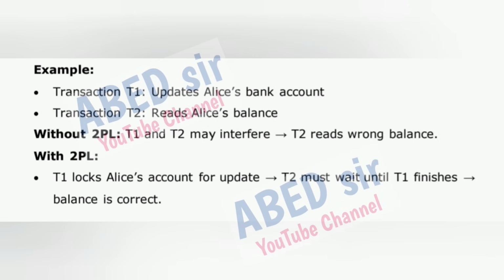Example. Transaction T1 updates Elise's bank account. Transaction T2 reads Elise's balance. Without 2PL, T1 and T2 may interfere. T2 reads wrong balance. With 2PL, T1 locks Elise's account for update. T2 must wait until T1 finishes, so the balance is correct.